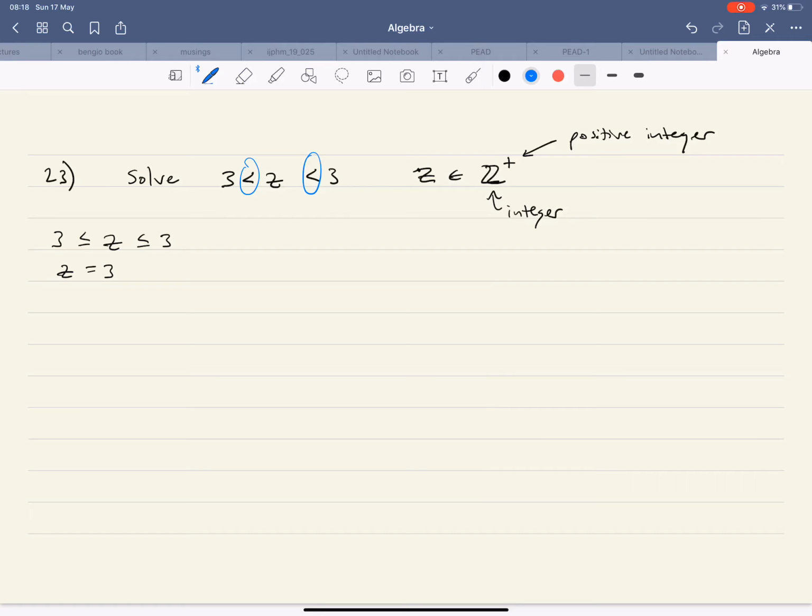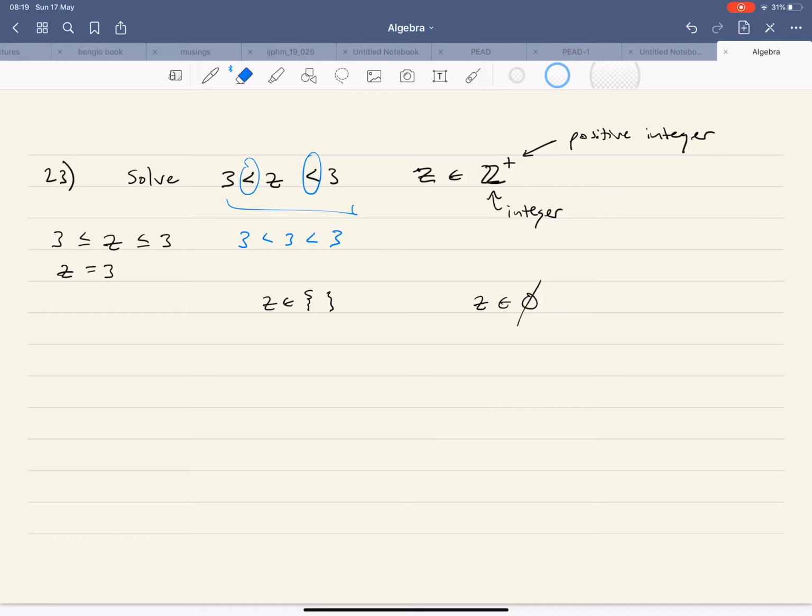If I substituted in 3 for this original expression, then I'd have 3 less than 3, also less than 3, but that's not true because 3 equals 3. So, final answer, solution set, is the empty set. Remember that can be written with these open curly braces, or it can also be written as this 0 with a line through it for the empty set.